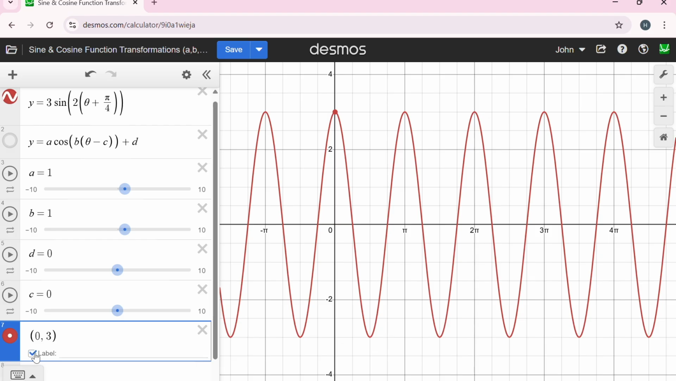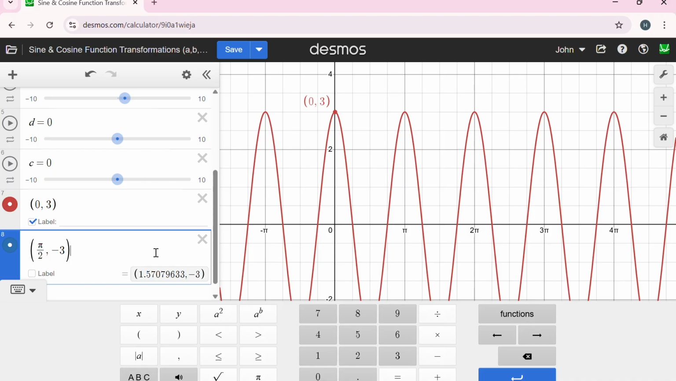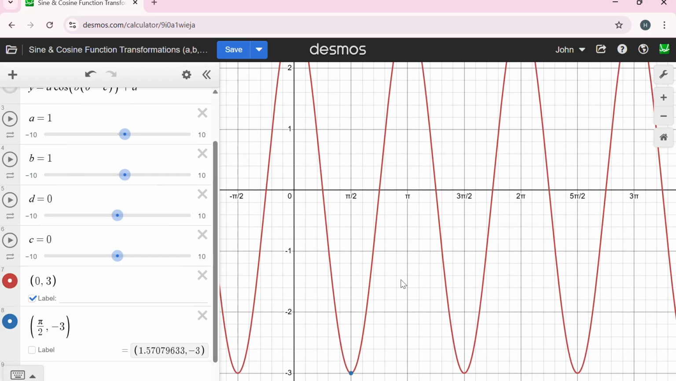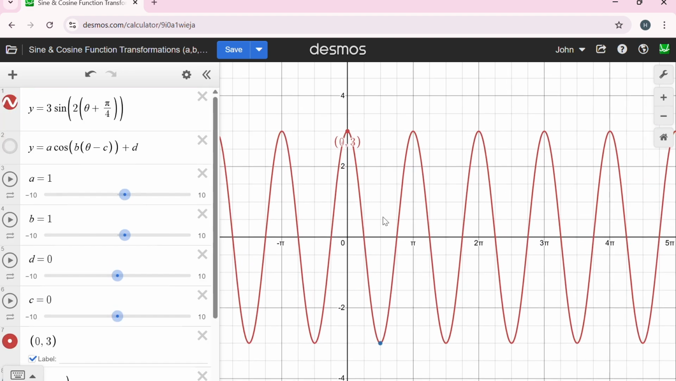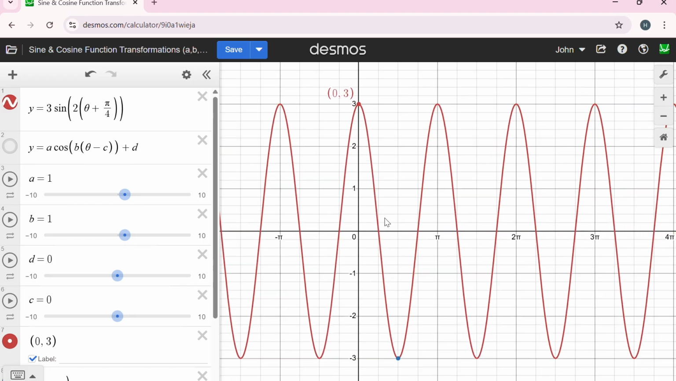Okay, that's that, and then this is the other point that we remember right here. Okay, that was what we saw in our graph here, right? Yep, pi over 2. Okay, so that's our sinusoidal function. And then we want to see when we create equivalent.